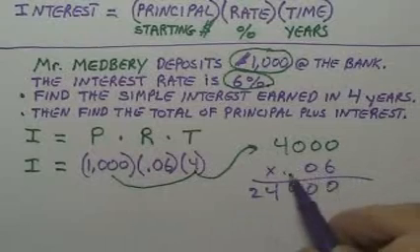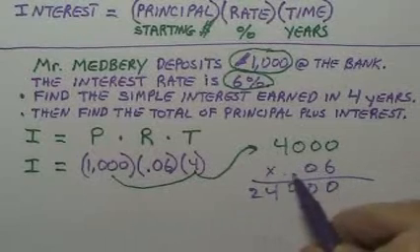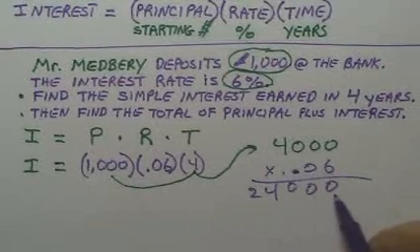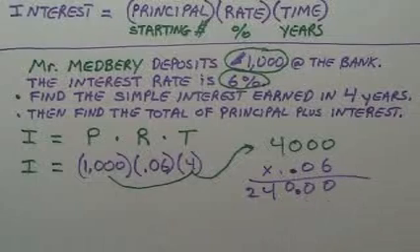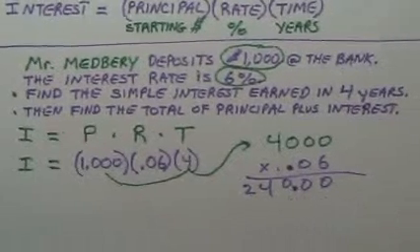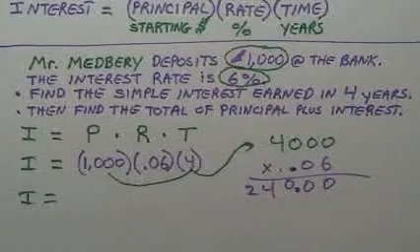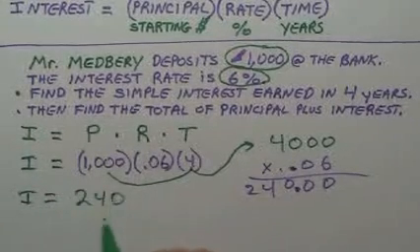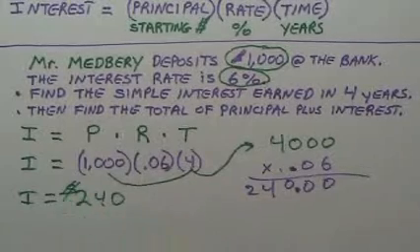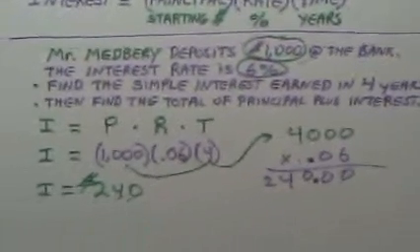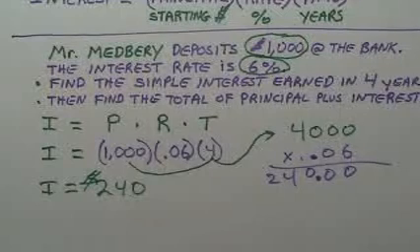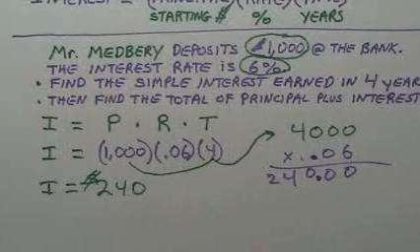Okay, so now I'll multiply this out, and I get 6 times 4 is 24. I'm going to move the decimal over 2 spaces, because there's a decimal there, 0.06. I move it over 2 spaces, and there it is. So it's $240. So my interest is $240. That's the interest after 4 years at 6%.